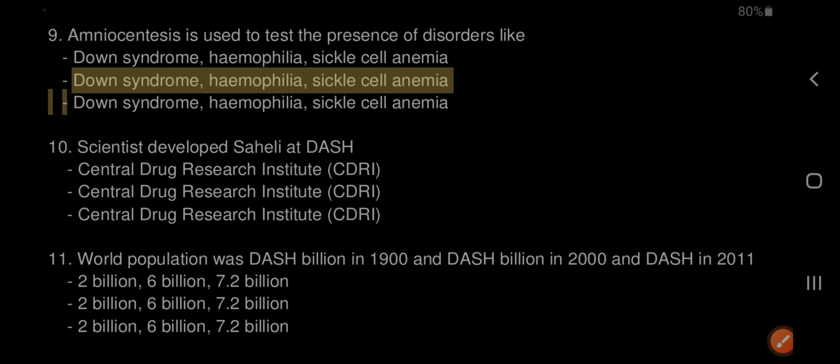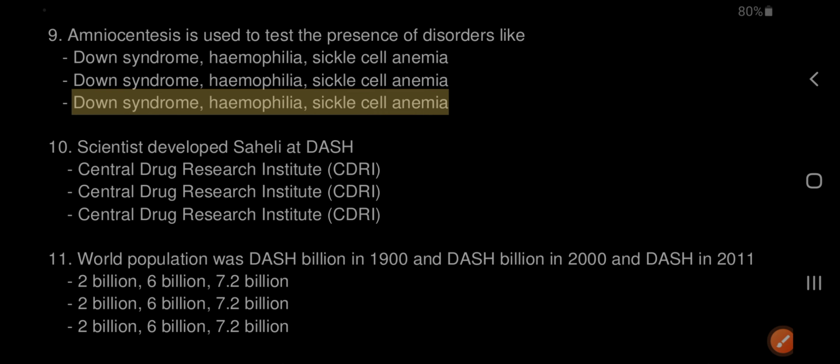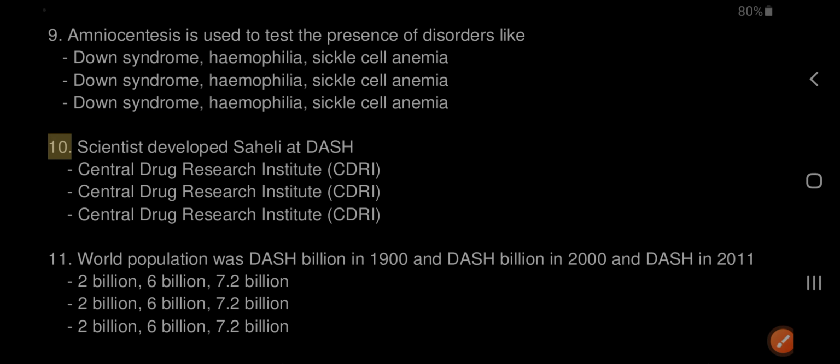10. Scientists developed Saheli at the Central Drug Research Institute, CDRI.